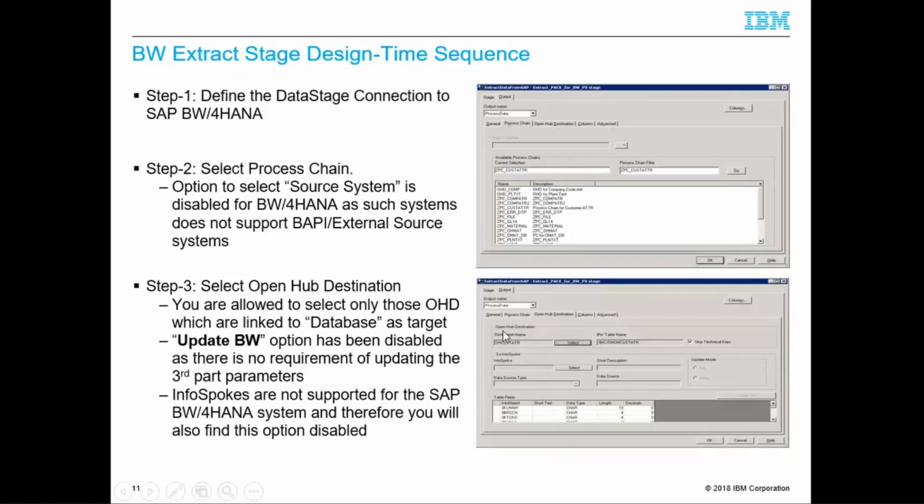As I was telling you, this Open Hub destination would be linked to a database table rather than to a third-party destination. We used to have one concept called update BW, if you look at the right-hand side at the bottom of this dialog. This concept has gone now, since earlier we used to update the DataStage job name and some other parameters in the BW, since it was linked to third-party destinations. Since there is no concept of third-party destination now, there is no significance of update BW, and therefore you will find this option grayed out in the GUI.